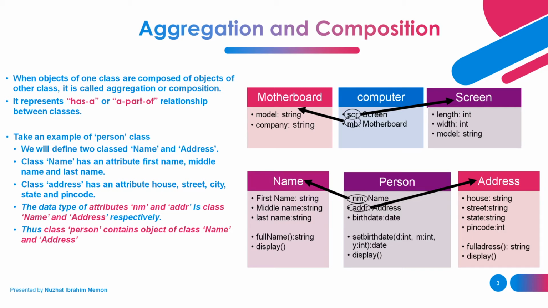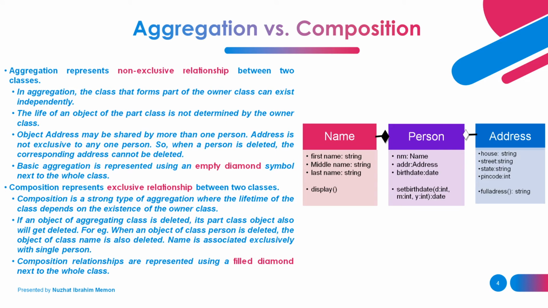We got familiar with the basic concept of aggregation and composition. Now we will move to our next topic, that is the difference between aggregation and composition. Here we will consider the relationship between a person and their home address. Every person has an address. However, that address can belong to more than one person at a time. When a person is deleted, the corresponding address cannot be deleted. Therefore, person and address is an aggregated relationship.